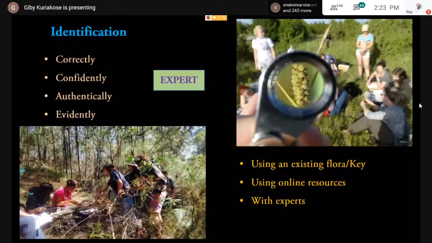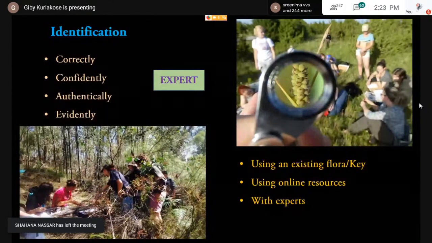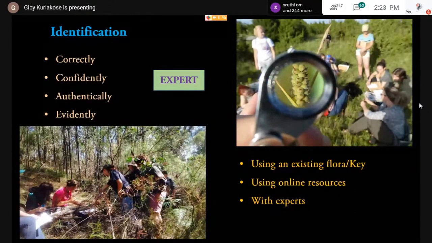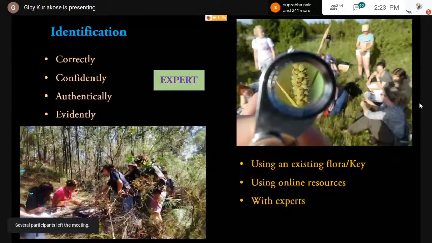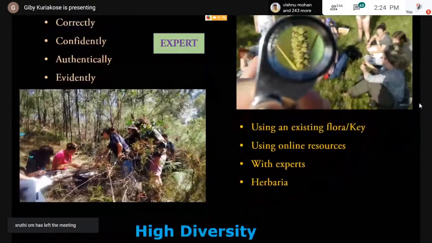Especially when you start your process of plant identification, even if you are confident in your identification, you have to consult an expert and see whether your identification is correct or not. And if something went wrong, you try to identify what went wrong, why you identified it as a different species than the actual one. So for that, I think an expert is very much necessary. Then you can go to different herbaria, and match your specimen with specimens deposited in different recognized herbaria.